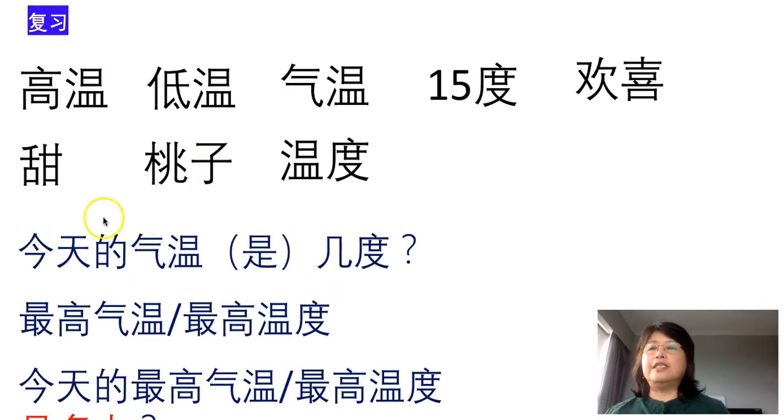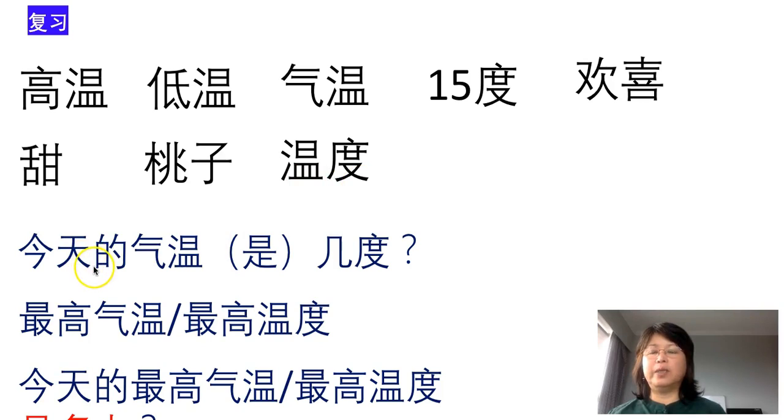复习 revision. 这是什么词？这是高温 high temperature. 这是什么词？这是低温 low temperature. 这是什么词？这是气温 temperature. 这是什么词？这是15度 so 15 degrees. 这是什么词？喜欢欢喜 happy or like. 甜什么意思？甜 sweet. 这是什么词？桃子 peach. 这是什么词？We've learned 温 and we've learned 度, put them together. 温度 temperature.